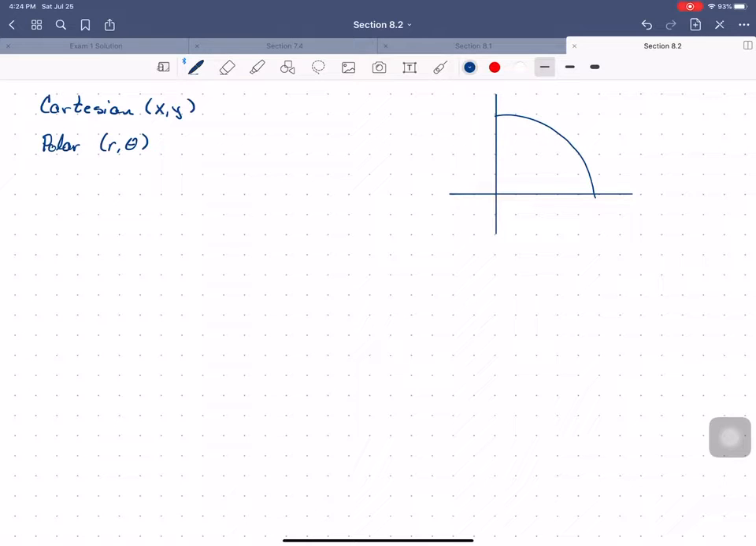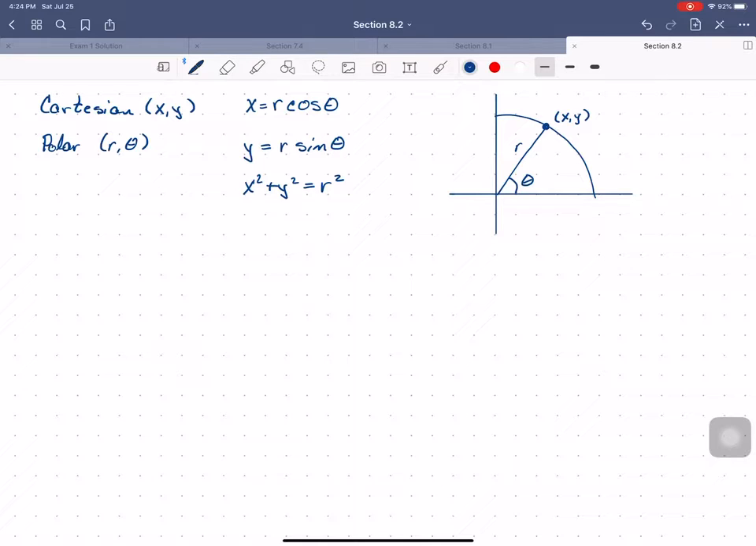So I've just got a part of a circle with radius r. And we talked about a point here. So this would be the point r theta. But we know that this guy's got xy coordinates too. And if you remember, we know something about that situation. We know that x equals r cosine theta. And we know that y equals r sine theta. And we know that x squared plus y squared equals r squared.